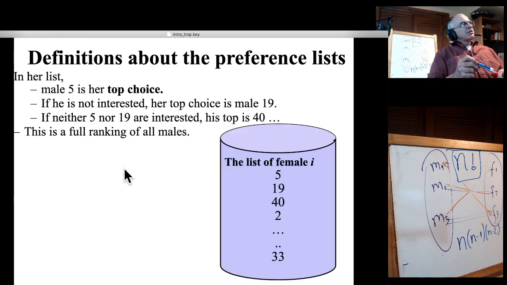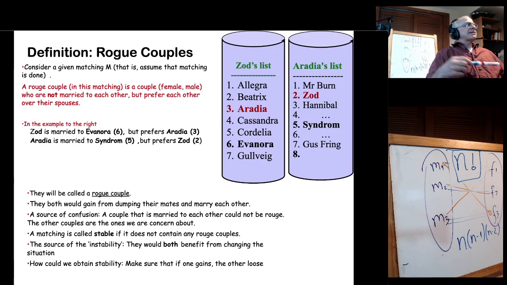Okay. And just to explain what exactly this preference list is, we'll think that each person gave a preference list, an array, a file, with a sequence of n numbers. I'll repeat what I said: if the first number is 5, it means the top choice of female I is male 5. If he is not available, the second number is the second pick, and so on until the very last one. But each one of the males must be there.